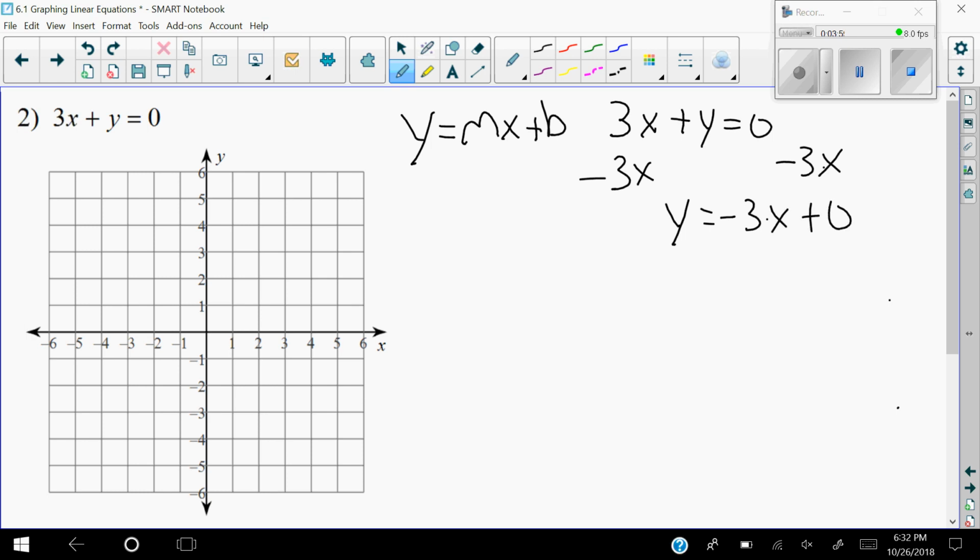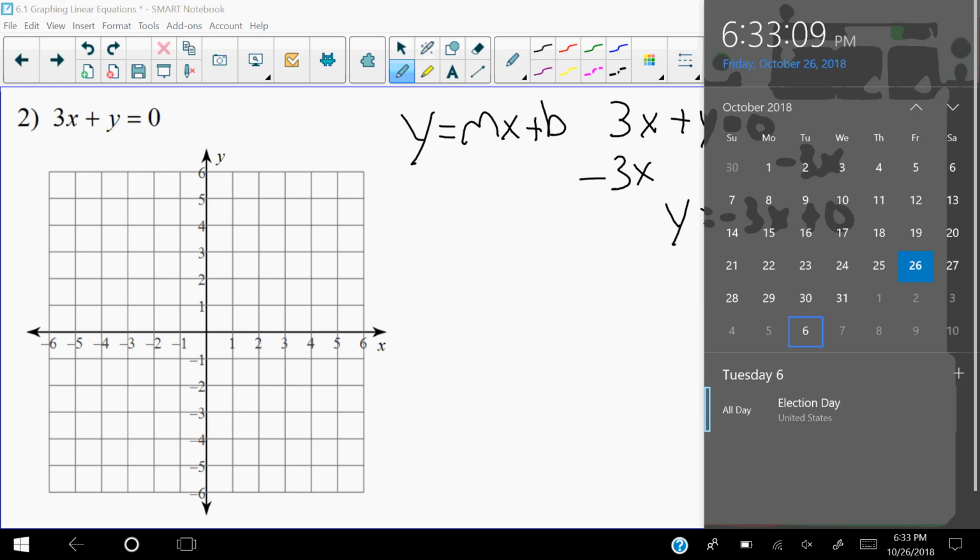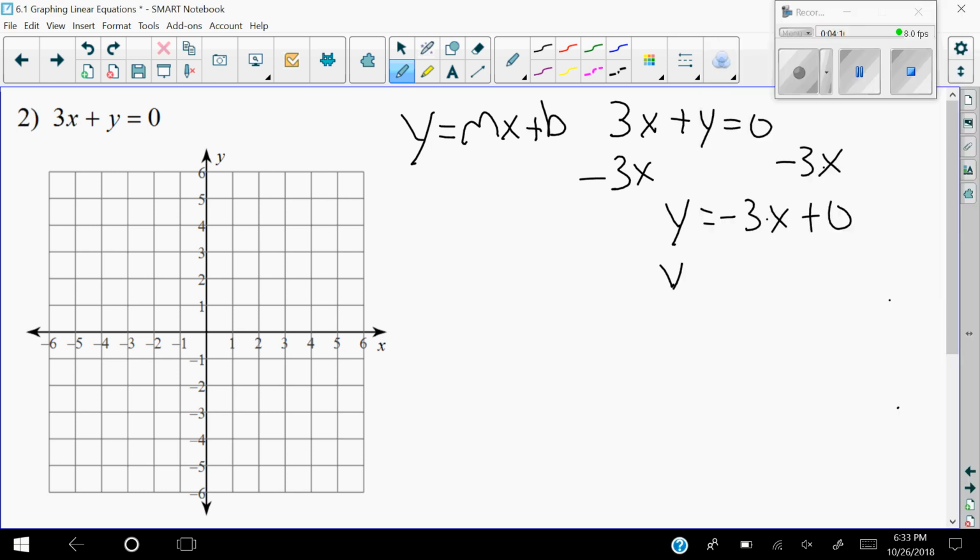Now, normally we would divide by whatever coefficient we have here, but since it's just a positive one, it won't change anything here. But keep in mind, if this was a negative one, you would have to divide. And our y-intercept is going to be 0, but typically we would write that equation like this. But that doesn't change anything.